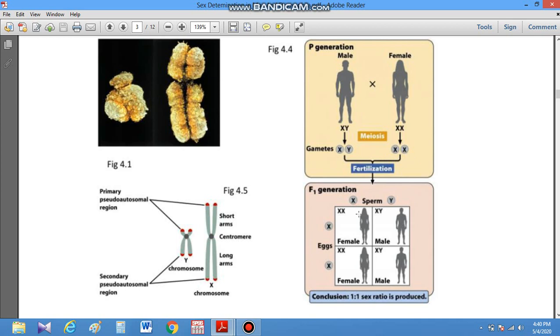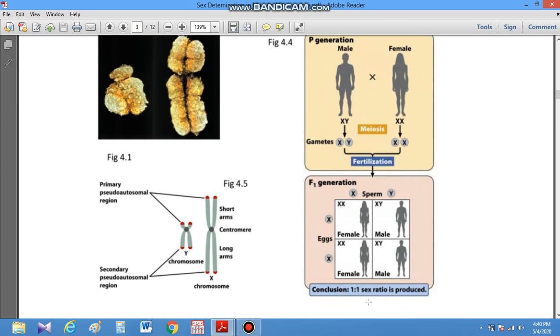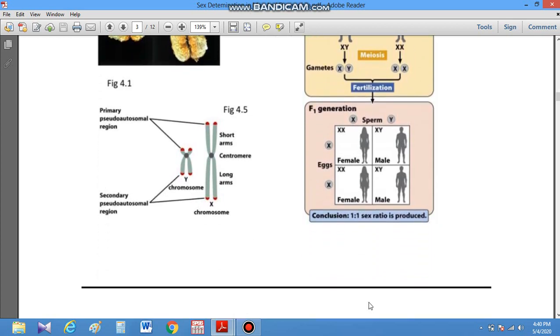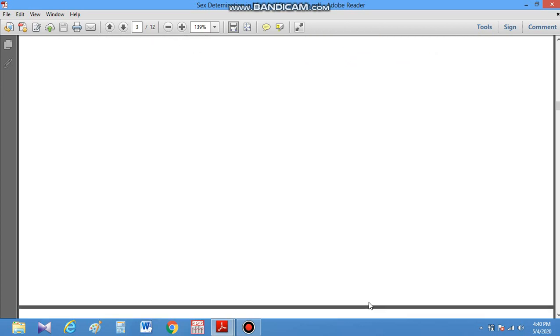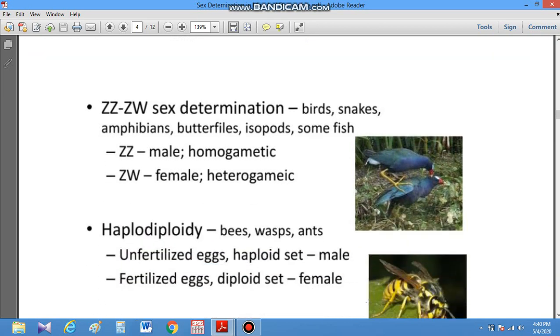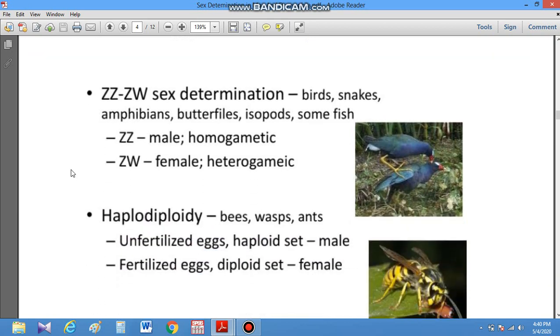After fertilization, two females and two males are produced. Females have XX chromosomes, and males contain XY chromosomes. In this case, a 1:1 sex ratio is produced. Basically, XX is female and XY is male in humans. In case of birds and snakes, there is a ZZ and ZW sex determination system. ZZ becomes male and homogametic, and ZW becomes female and heterogametic.